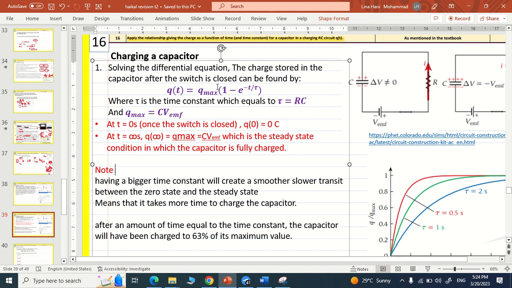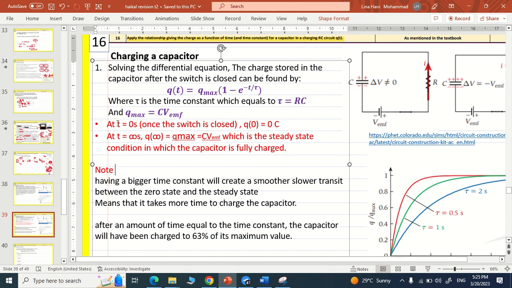Alright, so Qmax multiplied by 1 minus e to the power of minus t over tau, where tau is the time constant. Tau depends on the value of the resistance and the capacitance of the elements connected in the circuit. The higher they are, the more time it takes the capacitor to store charge.